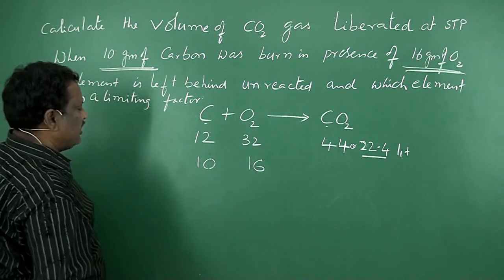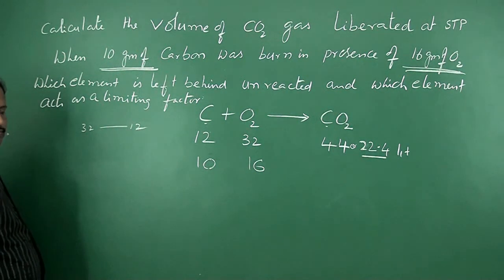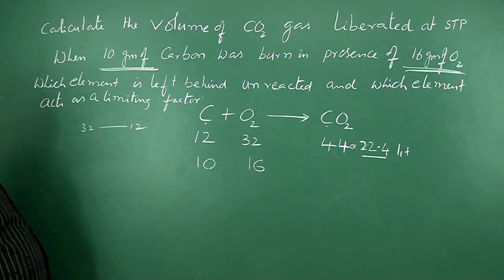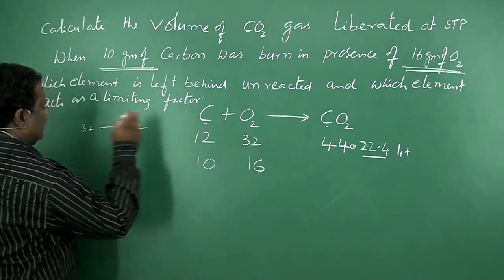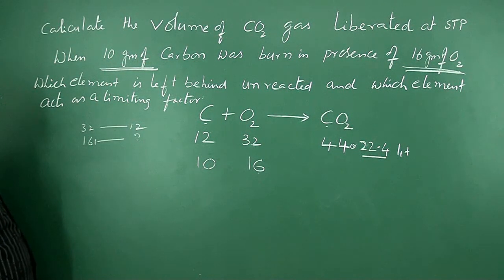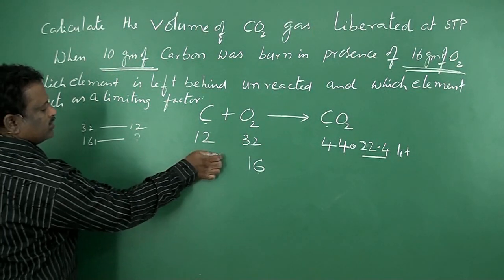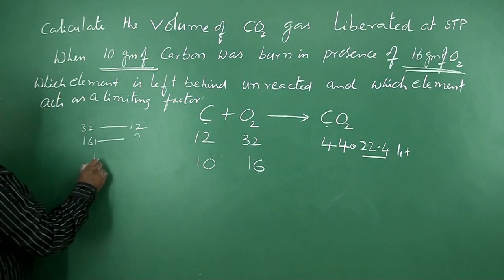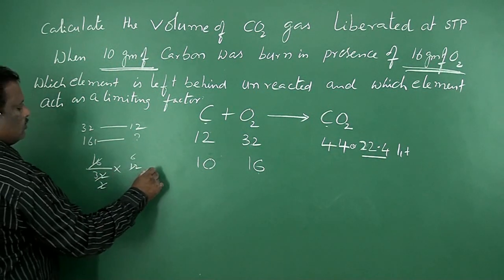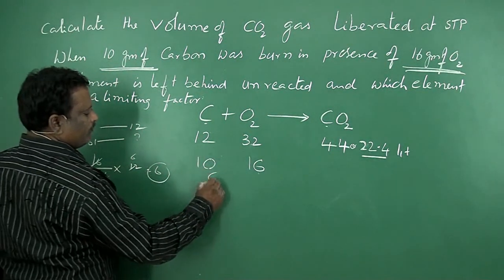32 grams of oxygen is reacting with 12 grams of carbon. Now we have only 16 grams. So 16 grams of oxygen will react with how many grams? 16 by 32 into 12, 2 times, it is 6. So 6 grams. If it is not given, you should write like that, 6.